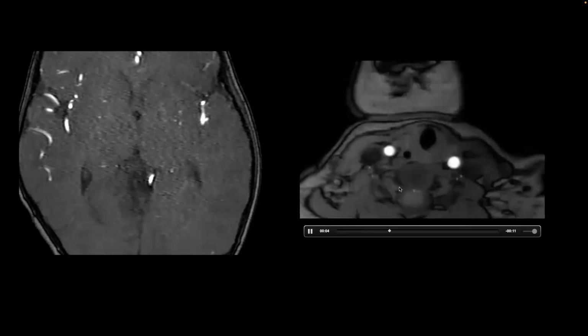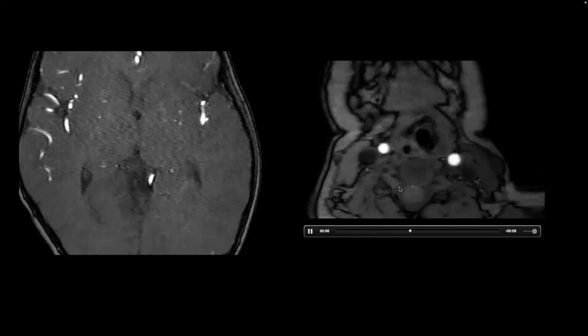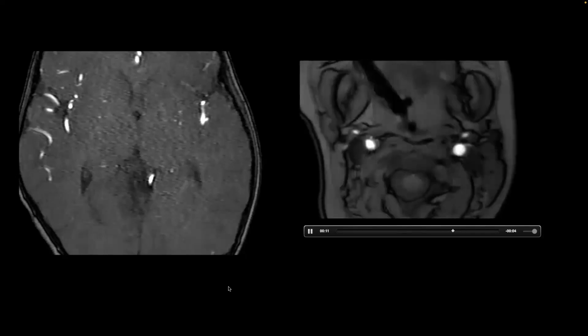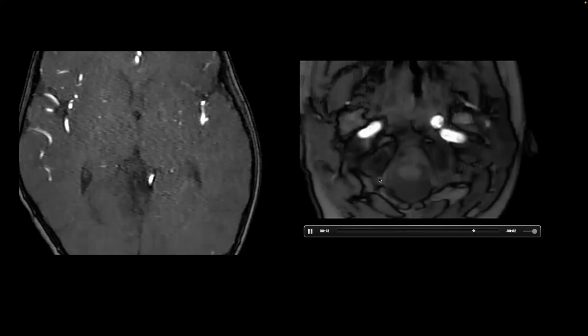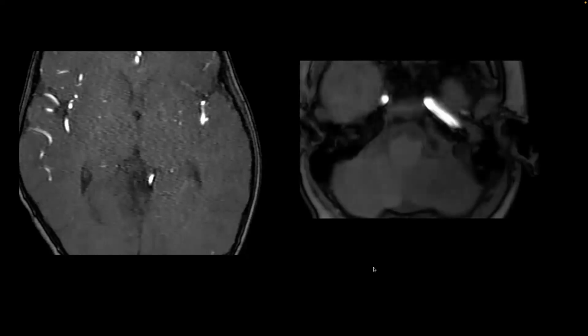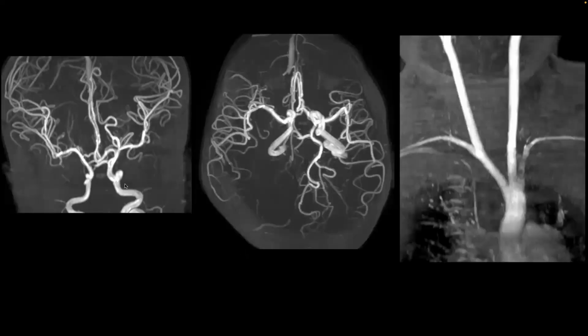Going from caudal to cranial, you can appreciate that the vertebral arteries are not taking up any flow on both sides. Going up to the basilar artery. And these are MIP images. Again, there is some tortuosity of the internal carotid arteries, and also some degree in the MCAs, and the vertebral arteries are not visualized or completely opacified. So posterior circulation stroke out there.